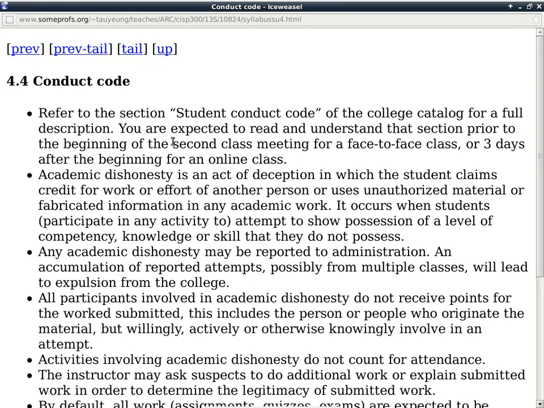Conduct code. This has to do with cheating and academic dishonesty. So I would just kind of highlight several parts. You guys have to read the entire thing. All right. So the most important part here is this part. Academic dishonesty occurs when students attempt to show possession of a level of competency, knowledge, or skill that they do not possess. I don't care how it is done.